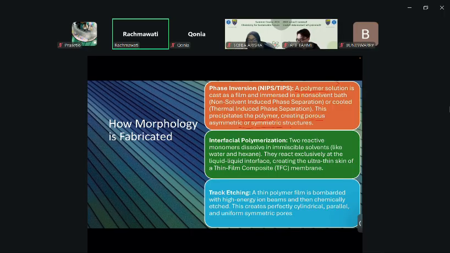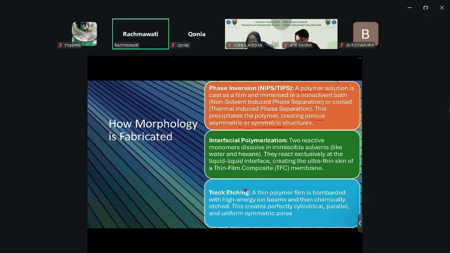You might also want to play around with the size of the polyethylene glycol that you use, from smaller or bigger and so on. Yeah? And there's also interfacial polymerization. So for example, here we have two reactive monomers dissolved in immiscible solvents. So basically, you are using two types of solvent which are not miscible. So you will have an interface, and then you add two monomers, and then they will react exclusively at the liquid-liquid interface. Then it will form a thin layer. Yeah? And we can call that a thin film composite membrane.